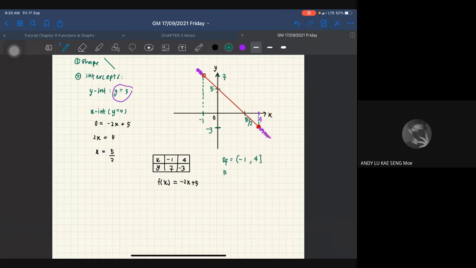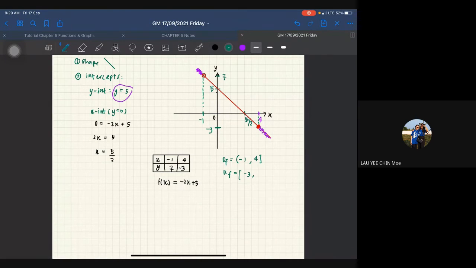So range pula. So kita akan ambil nilai yang paling kecil sampai yang paling besar. So what is the lowest values of Y yang awak ajar dalam graph ini? -3. So -3 ni dia open bracket ke closed bracket? Close bracket. Closed bracket, betul.